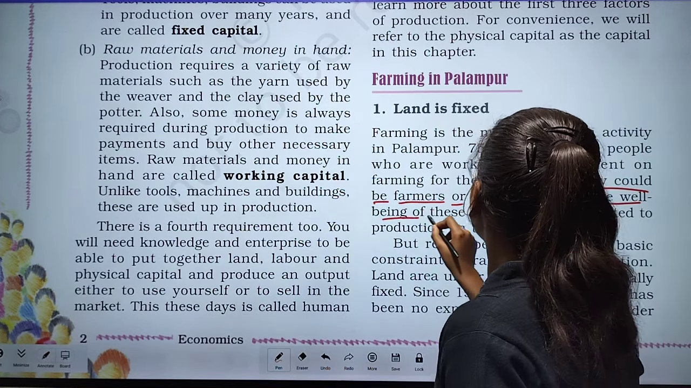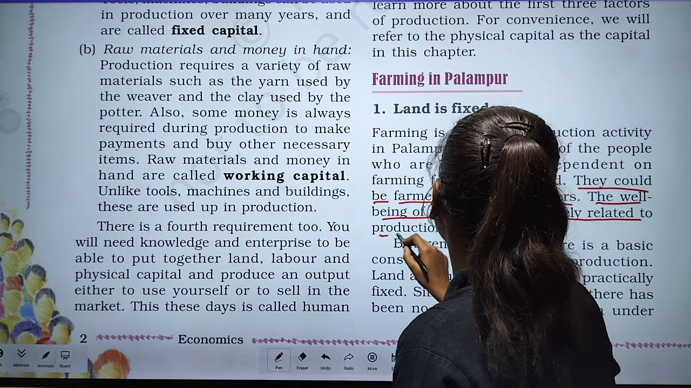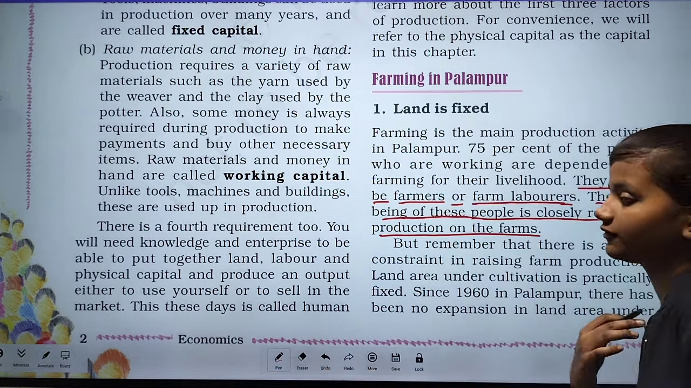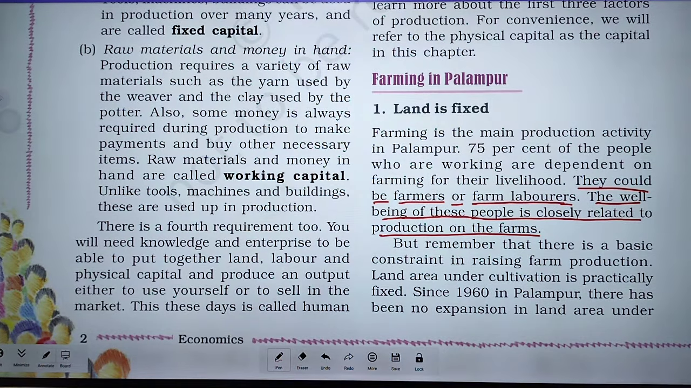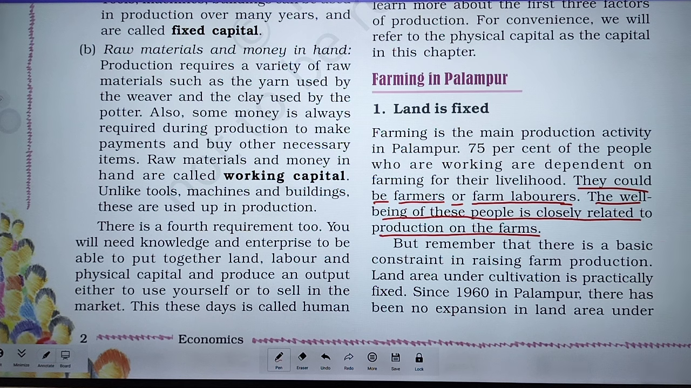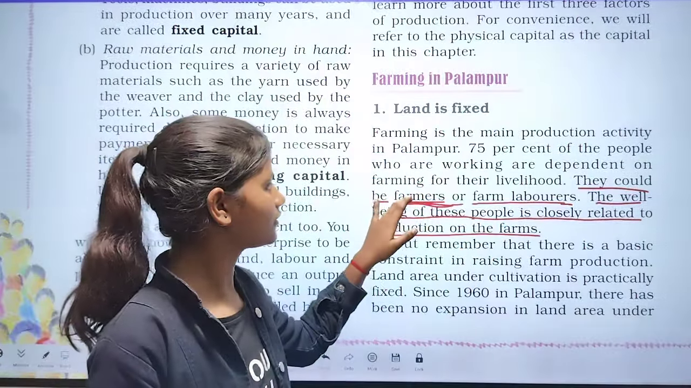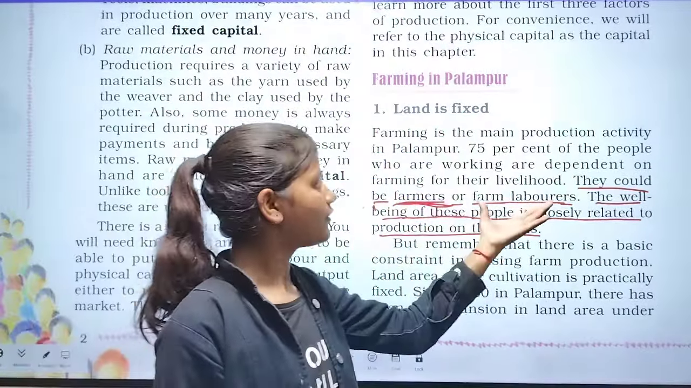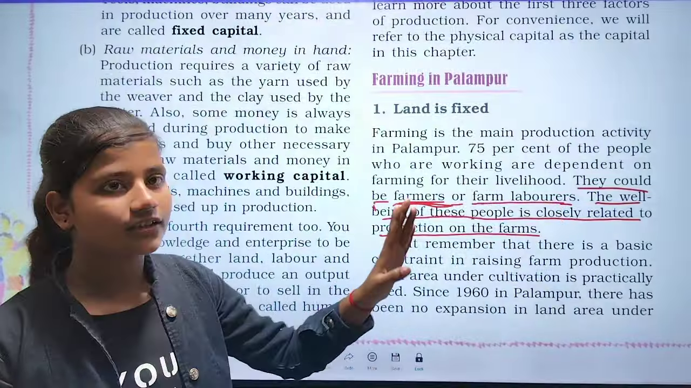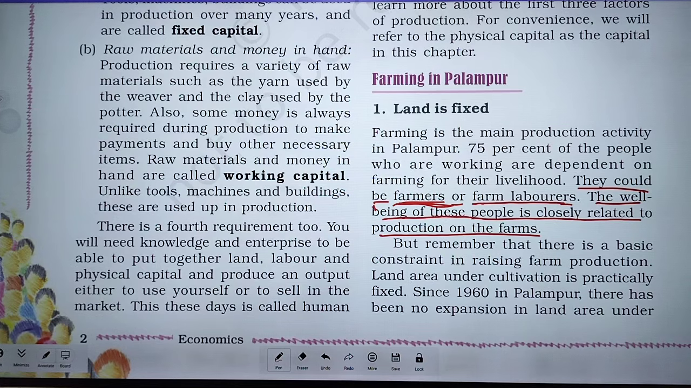The well-being of these people is closely related to the production on the farm. It means farmers, or you can also say farm laborers, their well-being is closely related to production on the farms.